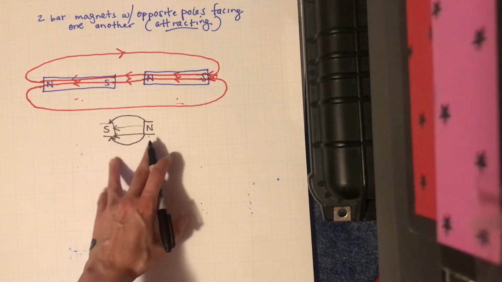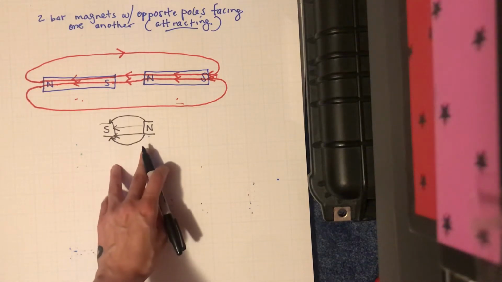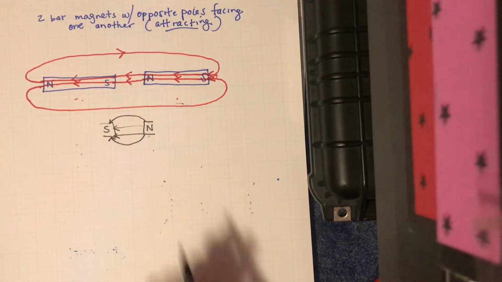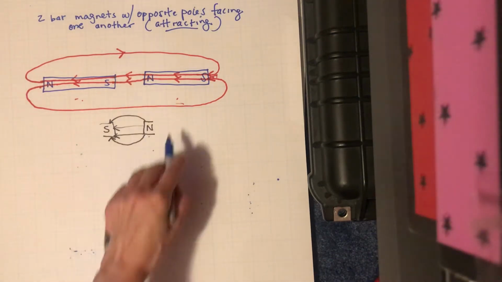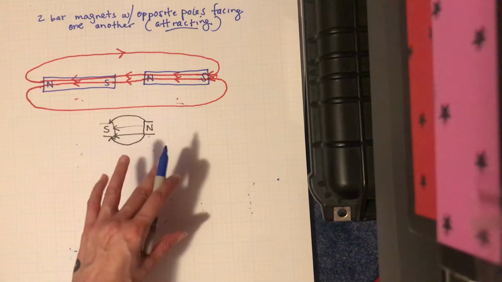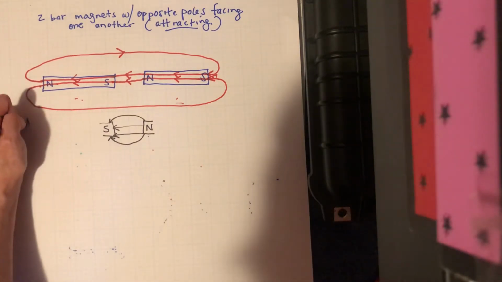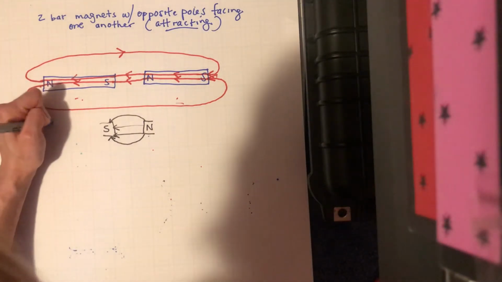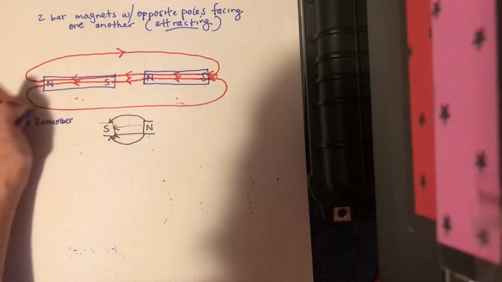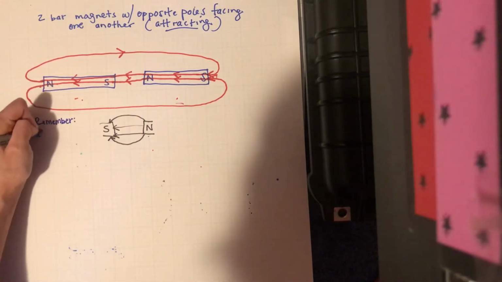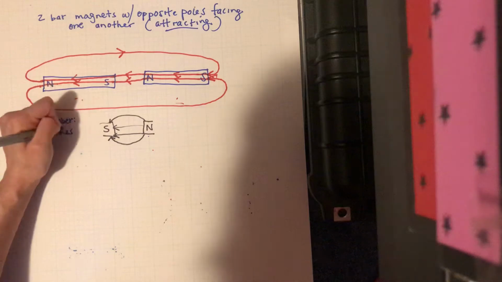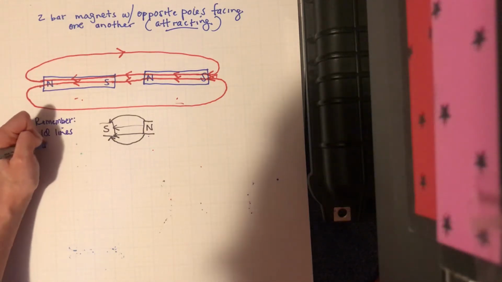But one of the rules that you'll remember from drawing electric field lines is that these field lines should never intersect each other. They should never overlap. So make a note to yourself. Remember, field lines should never overlap or intersect.